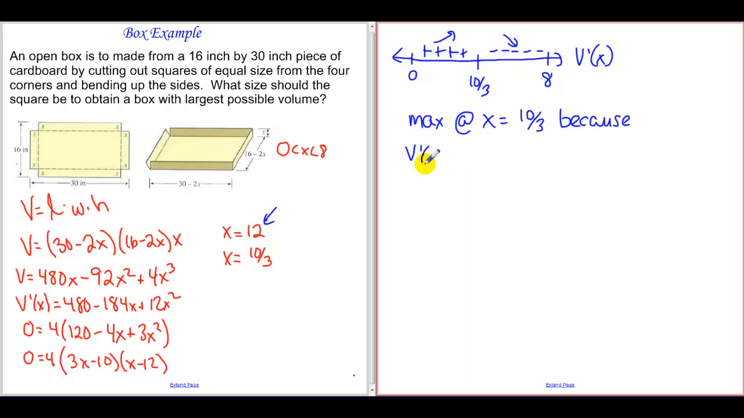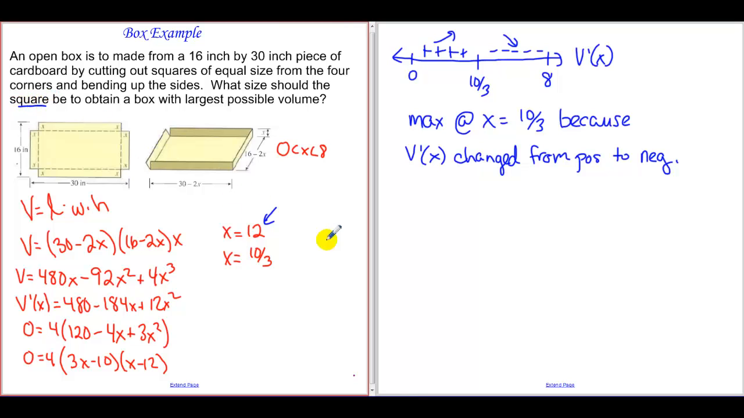because V prime of x changed from positive to negative. Okay, so I have a max at that value. What size square should be cut? So make sure you're answering the question. We have a 10/3 inch by 10/3 inch square that we're going to cut.